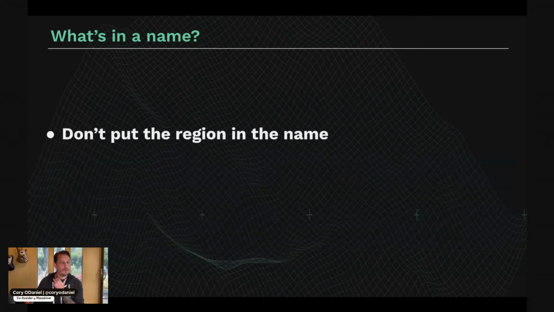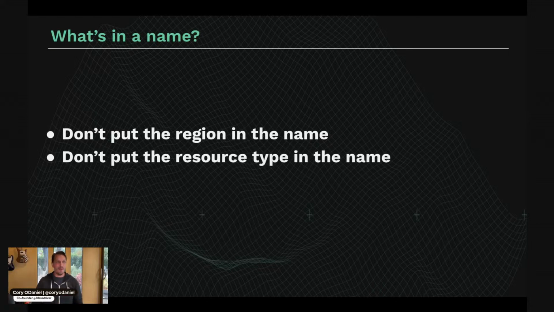Okay. Some other things. Don't put the region in the name on naming conventions. These are a couple of my opinions. Don't put the region in the name. You know what region it's in from the UI and the CLI. Don't waste the space. You don't have a ton of characters. And when you're working on naming conventions, character count matters.